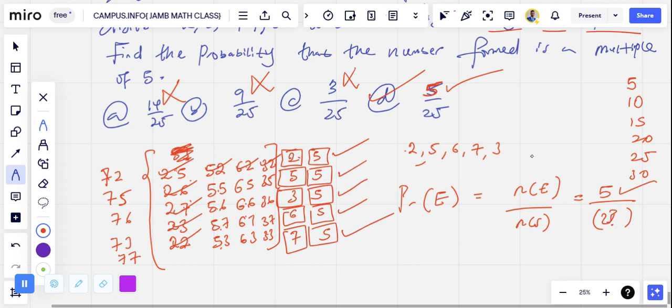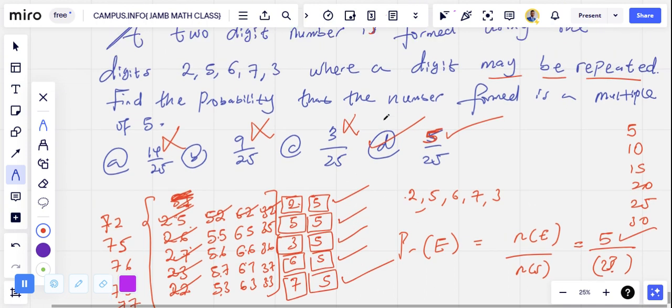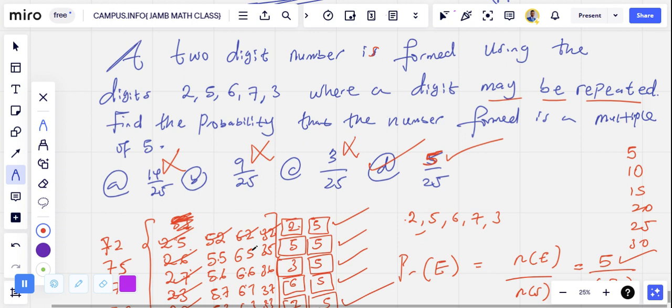Guys, do you understand that? Please take note of all these small things, at least in case you come across it. This is why I explain it this way, because these questions are of two different types. There is one where they said the digits may be repeated, and there is one where they said the digits may not be repeated.